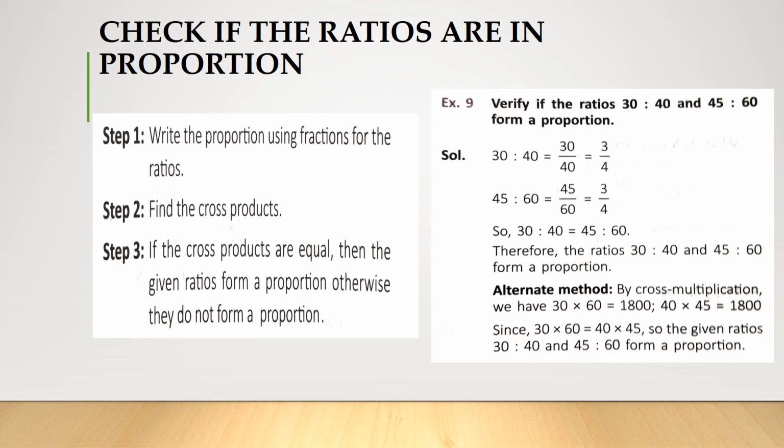Now another method, the easiest method, is just cross multiplying. 30 by 40 is equal to 45 by 60. That means you multiply 30 into 60 by cross multiplication, and you multiply 40 with 45. On cross multiplication, 30 into 60 you get 1800, and 40 into 45 you also get 1800. That means both sides are the same. That is, the ratios are in proportion.